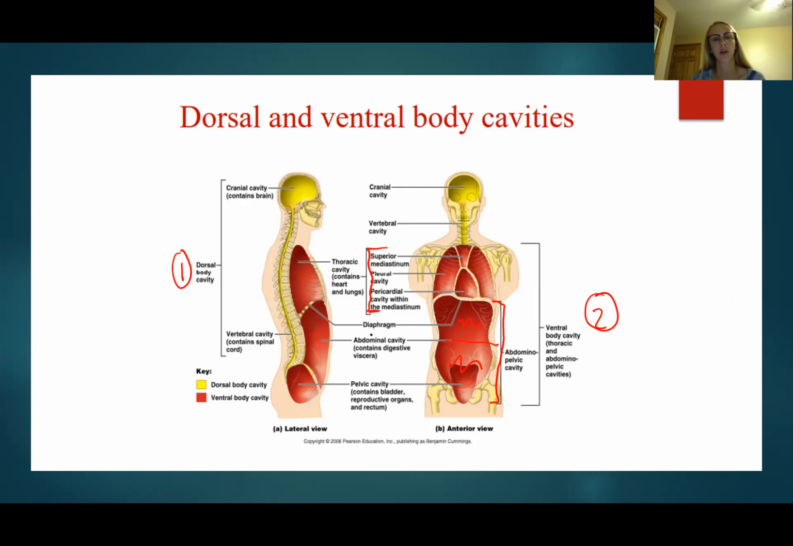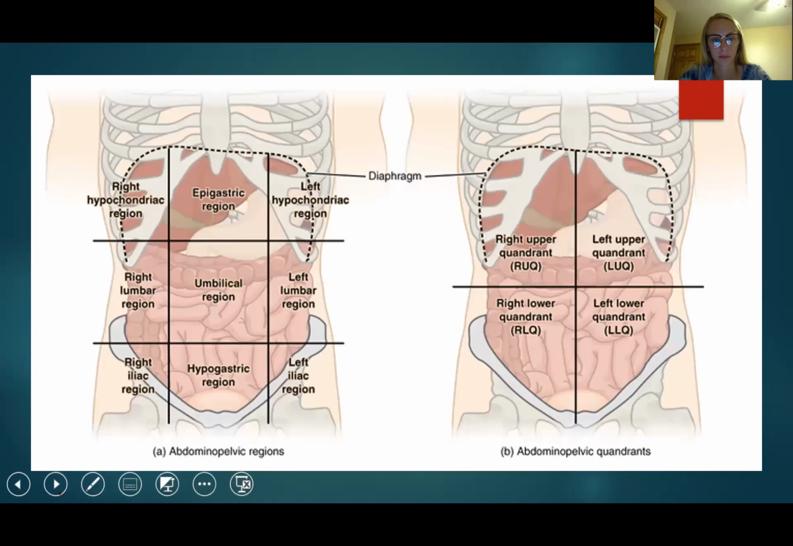So, quick review: dorsal cavity, cranial cavity, and vertebral cavity. So it's like you have 2 divisions of cavities with more subdivisions. So the first one, we have dorsal cavity, backside, cranial, vertebral. Second division, we have ventral with thoracic and abdominopelvic. All right.